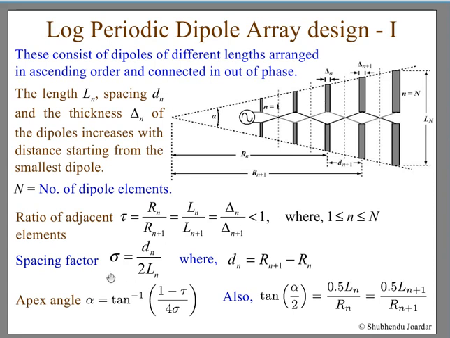So spacing factor sigma, we define like this, and tau we define like this. For dn equal to Rn minus 1 minus Rn, this distance is dn minus 1. So from this geometry you can see what descriptions I have made. Apex angle alpha is equal to, again from the geometrical relationship, 1 minus tau by 4 sigma. Also tan alpha by 2 is equal to this, and so on.